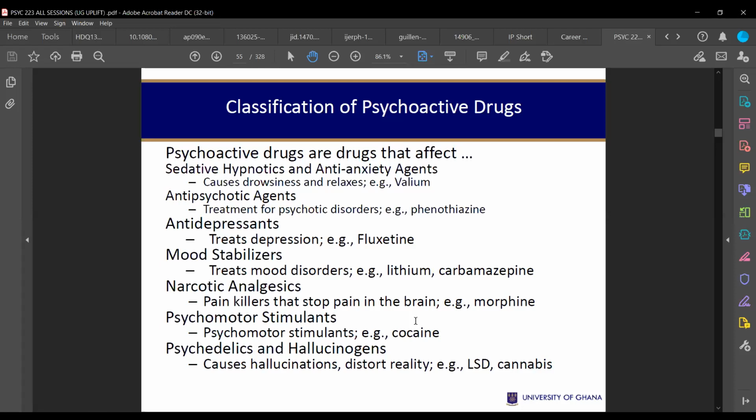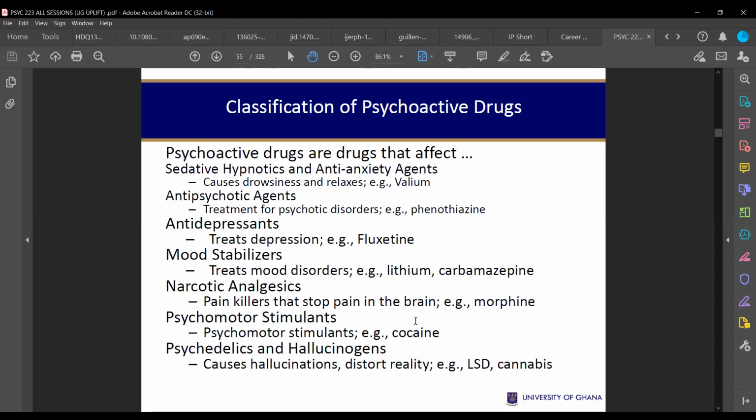Ophelia, please, your hand is up. Okay, so I was asking if cannabis could be put under psychomotor and psychoactive drugs. Yes, you're saying with cannabis? Not necessarily. Not necessarily.